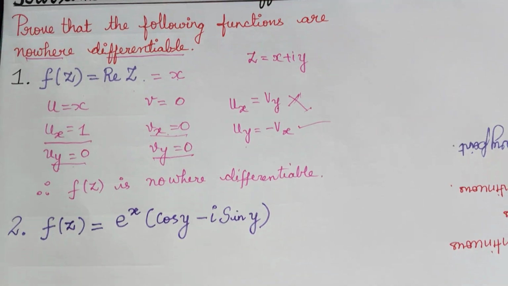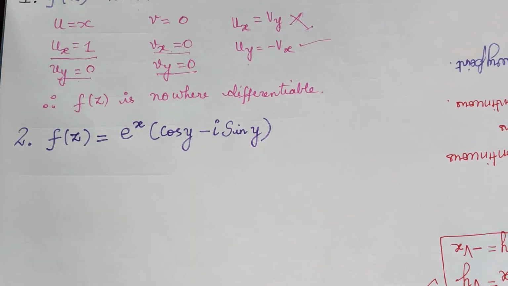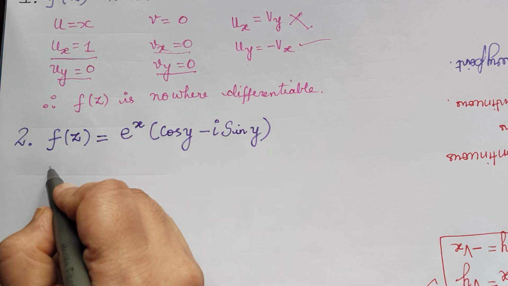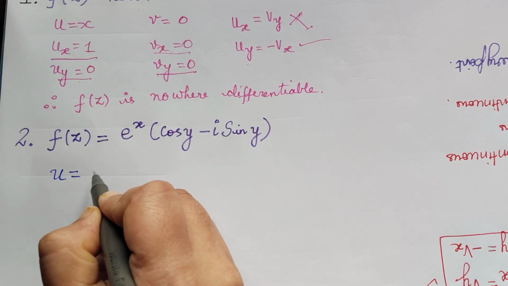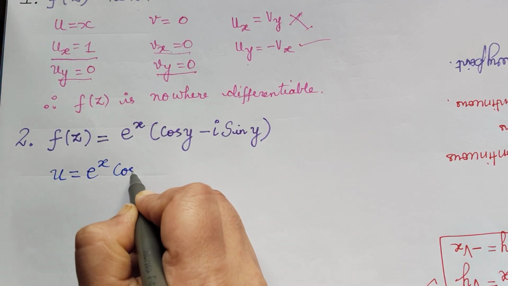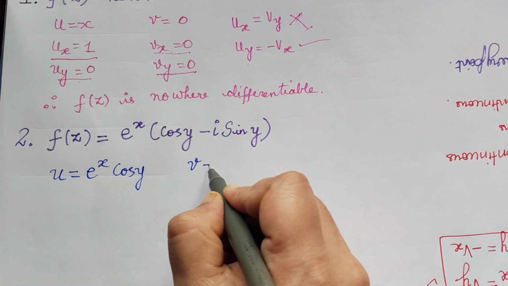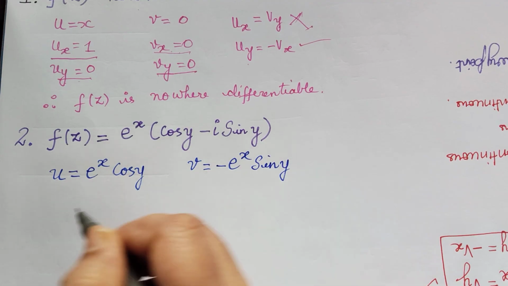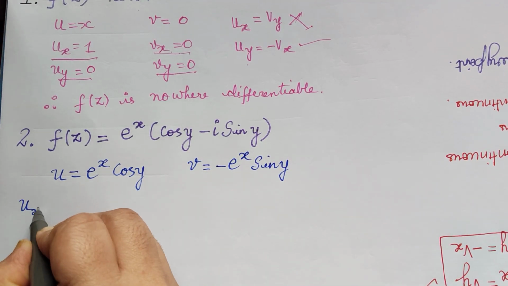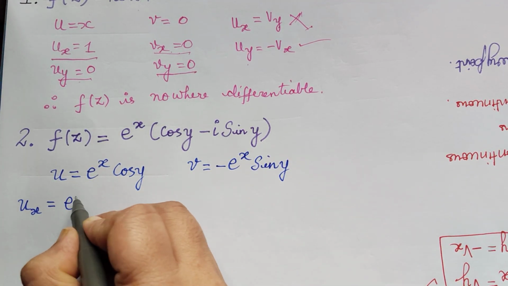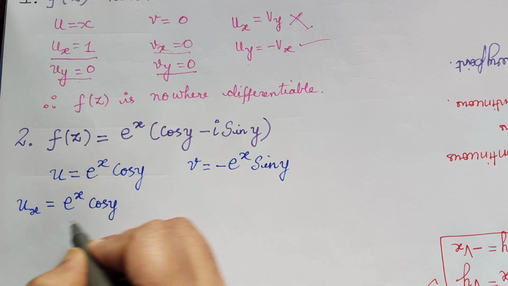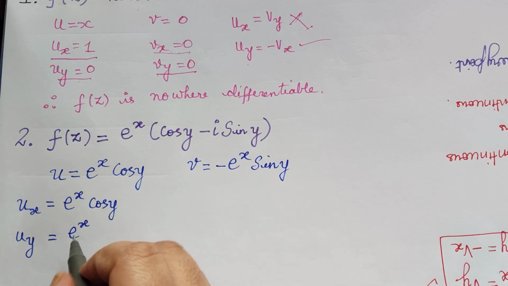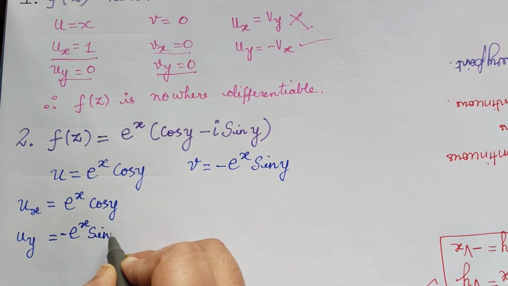Now here we have the second question. So f of z is equal to e power x (cos y minus i sin y). We shall first separate the real and imaginary part. The real part u is equal to e power x cos y. And the imaginary part v is equal to minus e power x sin y. Now when you differentiate u with respect to x, ux will be equal to e power x cos y. And what will be uy? e power x will come as it is. Differentiation of cos y is minus sin y.